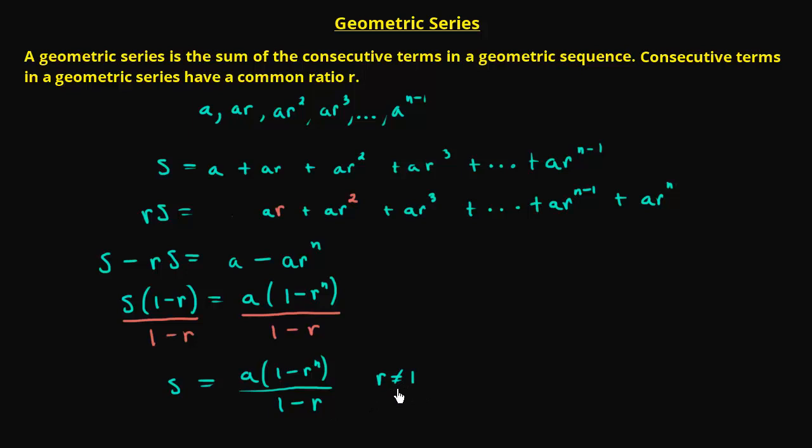Because if the common ratio is equivalent to 1, we have division by 0 in the denominator, which is undefined here. Actually, it would be indeterminate, because we'd have 1 minus 1 to the power of n, which is 0, divided by 1 minus 1, which is 0 as well. So that'd be indeterminate, not undefined. But we still need the restriction that r cannot be equal to 1.